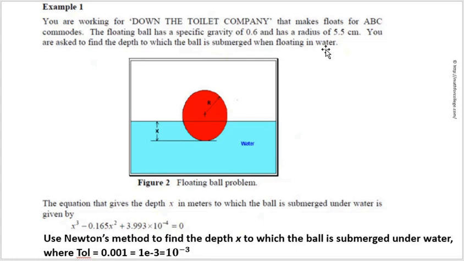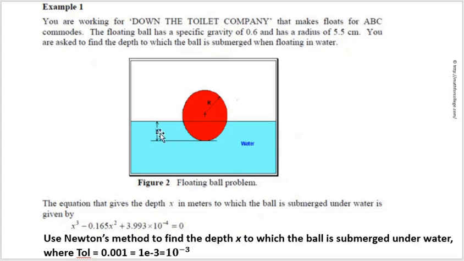So there is a company, and the name of the company is Down the Toilet. What they do is make the floats for the commodes. The information given here is that the specific gravity of the floating ball is 0.6 and the radius is 5.5. Now the question says to find the value of that depth, that variable. If we consider the depth to be x, then we need to find the value of x such that this ball is submerged when floating in the water.